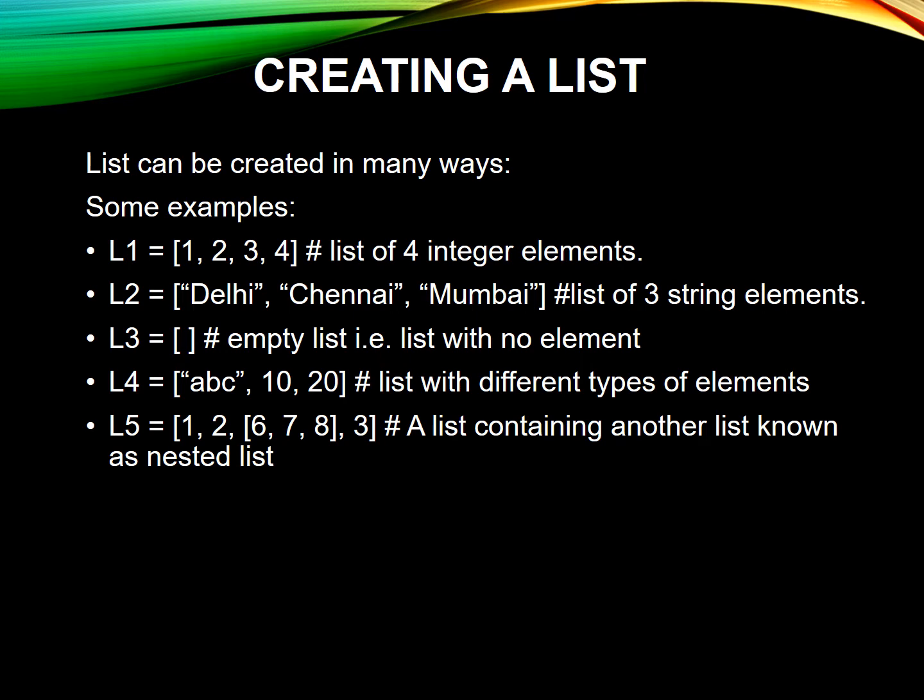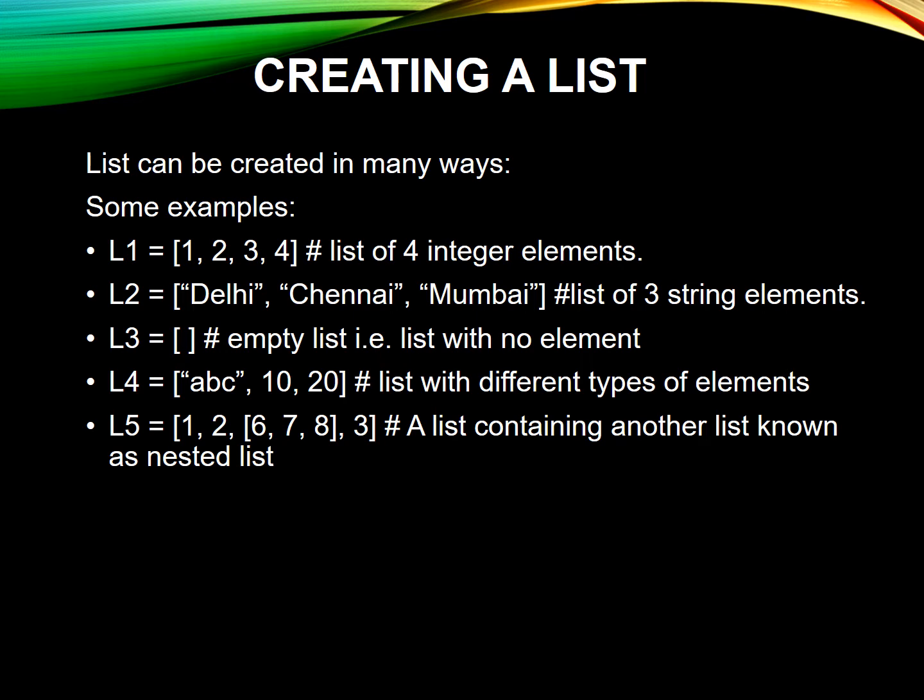Second is we are creating a list with the name L2. It is containing 3 string elements, Delhi, Chennai and Mumbai. Remember students that always if the string values are there, they have to be enclosed in single or double quotes. So we have enclosed in double quotes. You can take single quotes too. That's your wish. The elements are to be separated by comma. Third list is L3, which is an empty list. We have not provided any values to this list.